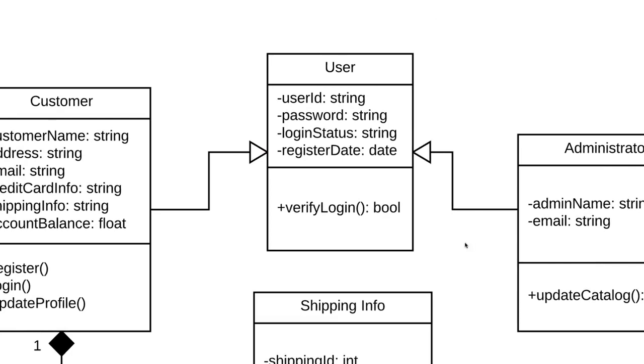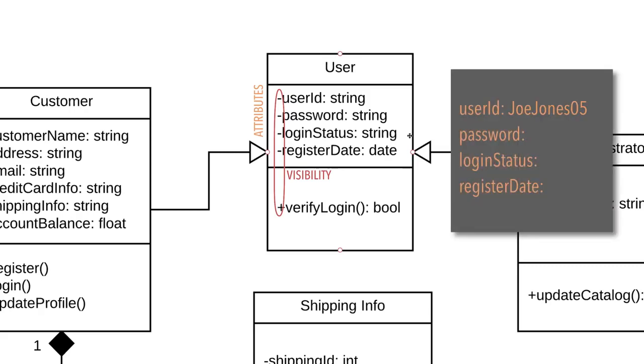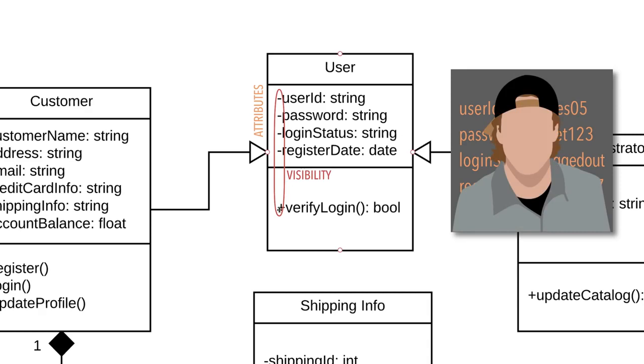We'll start with the user class. It's got attributes for user ID, password, login status, and register date. You've got the different return types on the right, and on the left, visibility, which are set to private. You can see how the values returned by these attributes would specifically describe an instance of the user class. Down below, we have a public method of verify login, returning a Boolean.